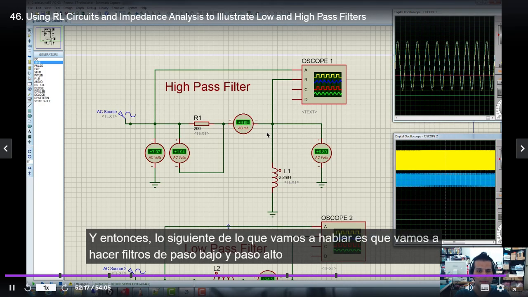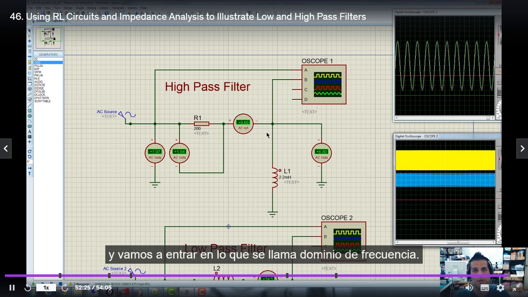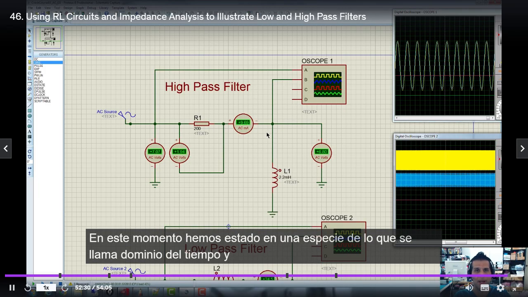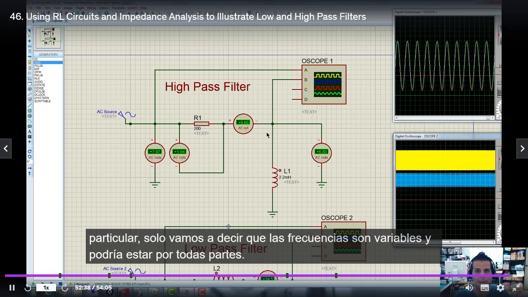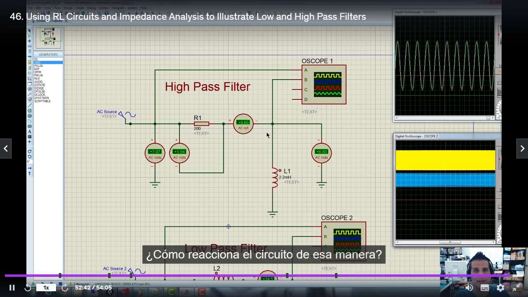And so the next thing that we're going to talk about is low pass and high pass filters, and we're going to go into what's called the frequency domain. Right now we've been in what's called the time domain, and we're going to go to the frequency domain. Now instead of saying at one particular frequency, we're just going to say that the frequency is a variable f and it could be all over the place. How does the circuit react in that way?